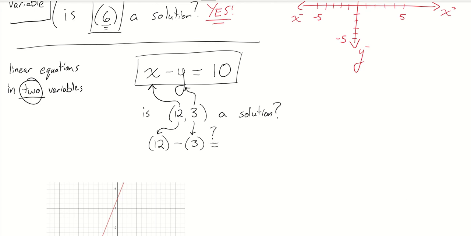And the question is, is that equal to 10? Are we going to get the same number on the left side that we would get on the right side? So what is 12 minus 3? It is 9. And is 9 equal to 10? No.